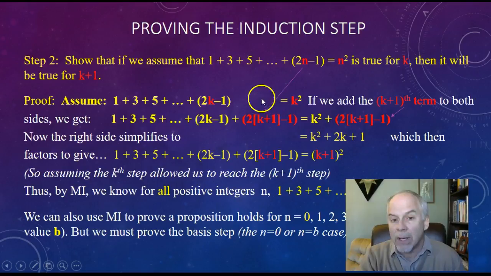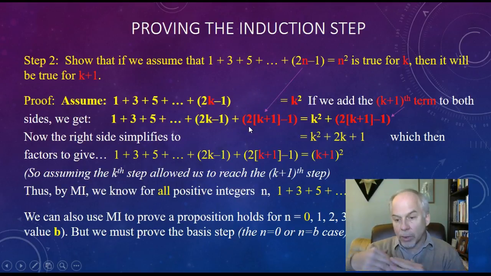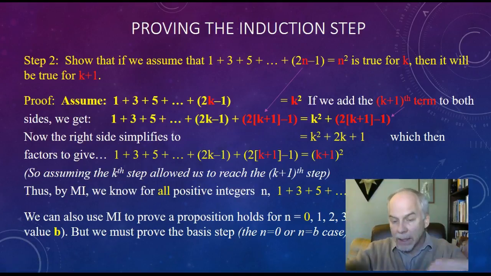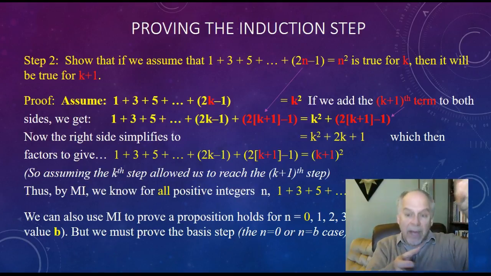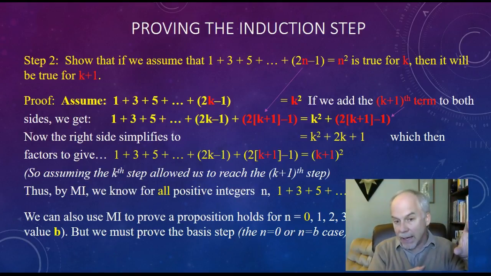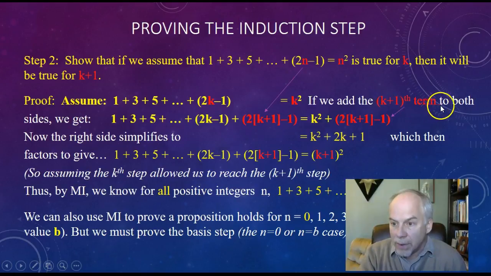Now to get that it works for k plus 1, we have to have another term added to this. You're adding up the terms up to the kth term. To get to the k plus 1th term, we have to have the k plus 1th term added in there. So that's what we did here: we add the k plus 1th term to both sides. So I added it here.